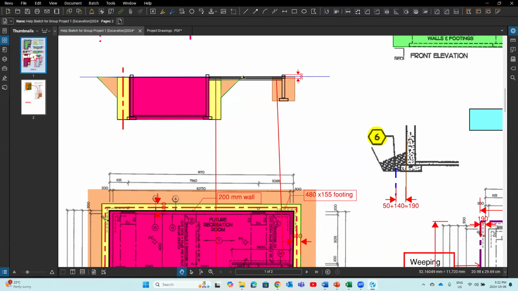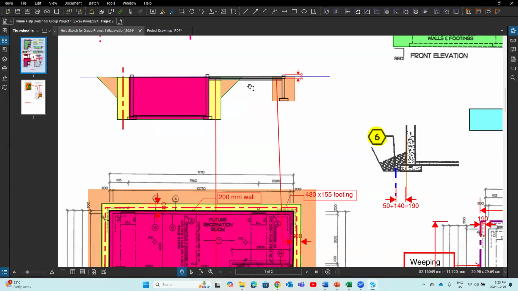We need to take that volume. We need to do some adjustment, which we take the total backfill volume to the existing grade to this level. Then we need to subtract the volume of this part and the volume of this part, only one side.